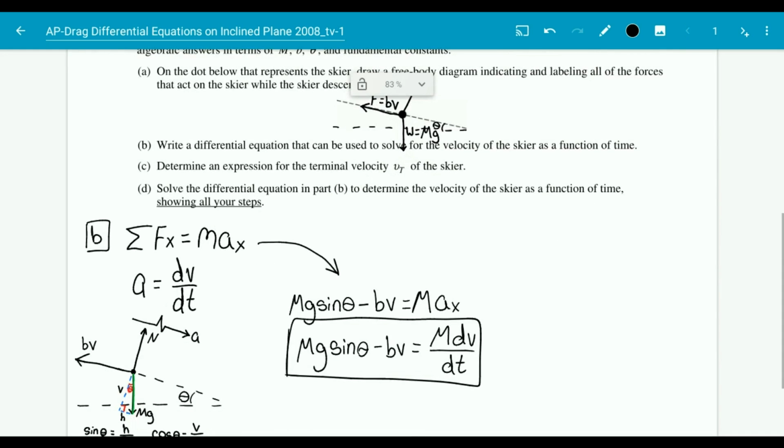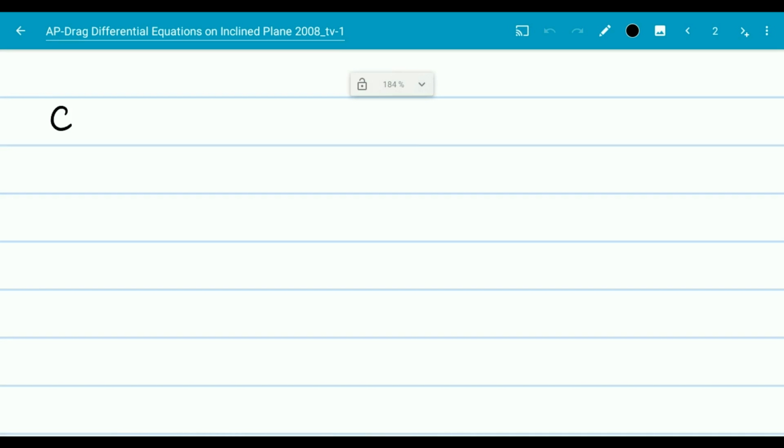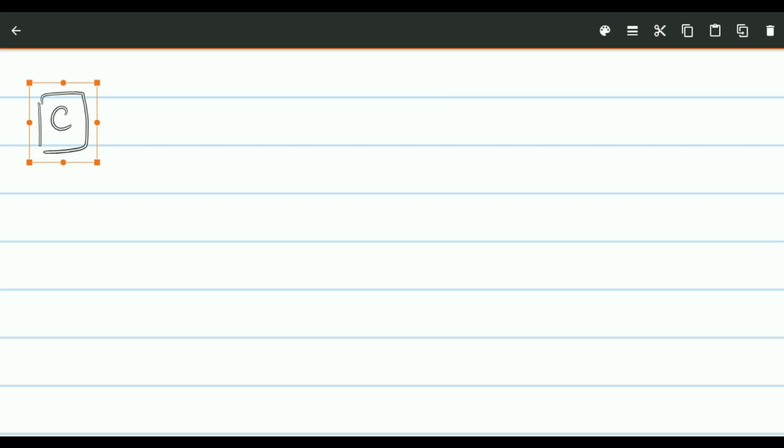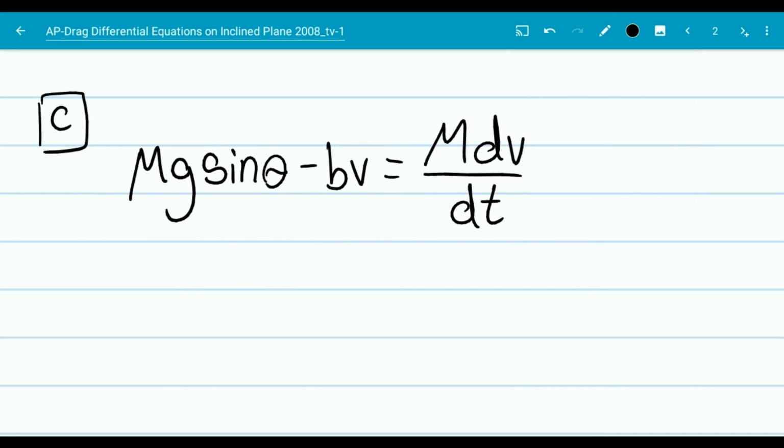For part C, it says determine an expression for the terminal velocity vt of the skier. What we're going to do is take this equation, copy and paste it over to another page, and use it to figure out the terminal velocity of the skier. So mg sine of theta minus bv equals m dv over dt. Whenever we hit terminal velocity, that's the maximum velocity that the skier will reach. Once it hits that, the velocity is not going to be changing.